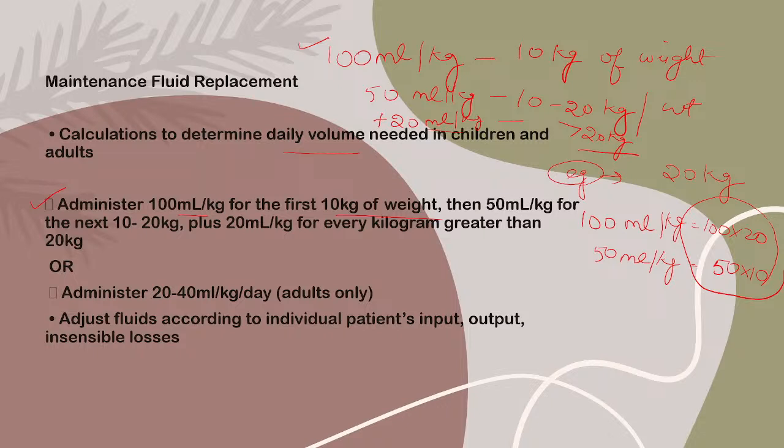Next is for adults. For adults we would give 20 to 40 ml per kg per day. That was for children, and for adults it would be 20 to 40 ml per kg per day. Adjust fluid according to the individual patient's input, output, and insensible fluid losses.